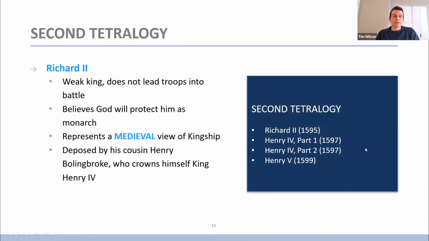So in the second tetralogy, we start with Richard II. We have a weak king who does not lead troops into battle. Henry V, obviously a strong king, does that. He believes God will protect him as a monarch. He represents really this medieval view of kingship. And he's deposed by his cousin Henry Bolingbroke, who crowns himself Henry IV.